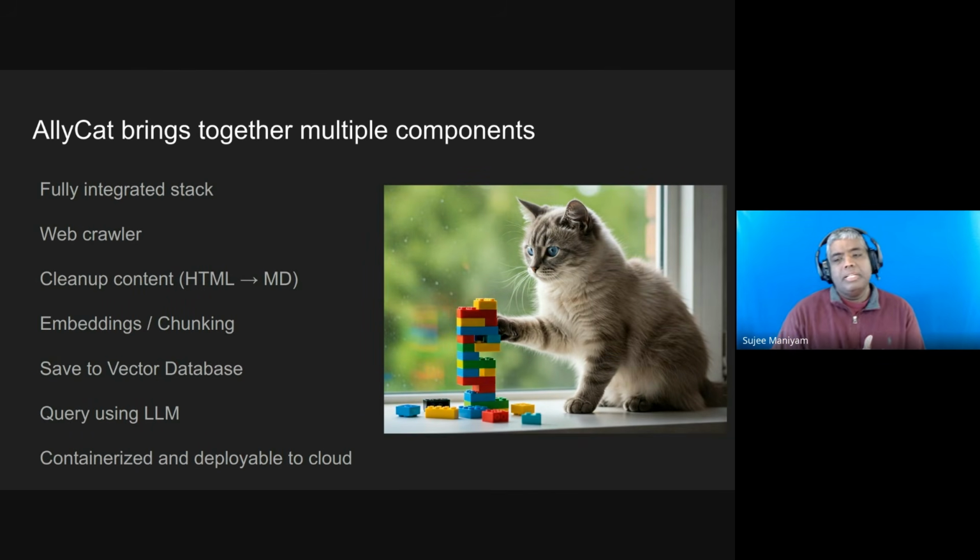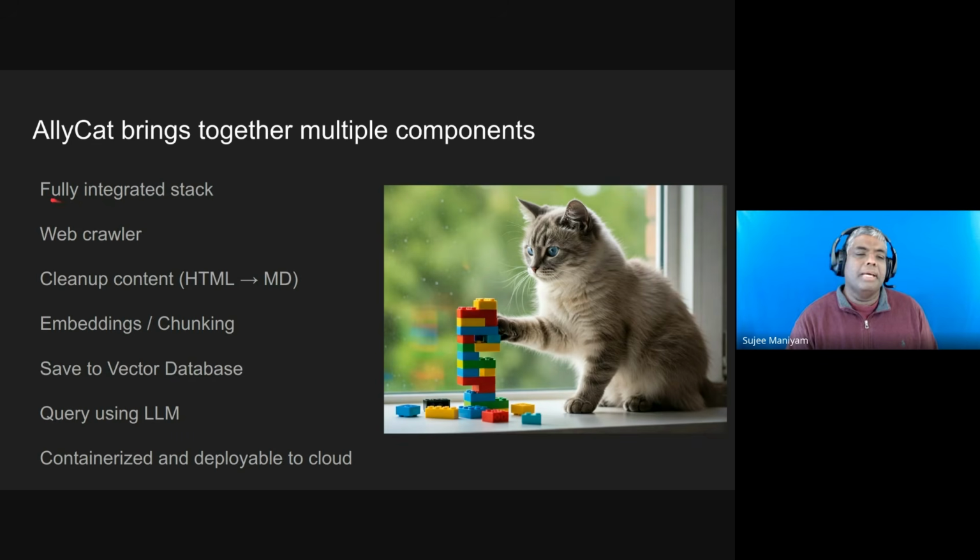If we go a little deeper, the way I would describe Allycat is like you're building a Lego structure using different pieces of Legos. You can change the colors, change the shape. These are all components you can mix and match to build the solution you want.